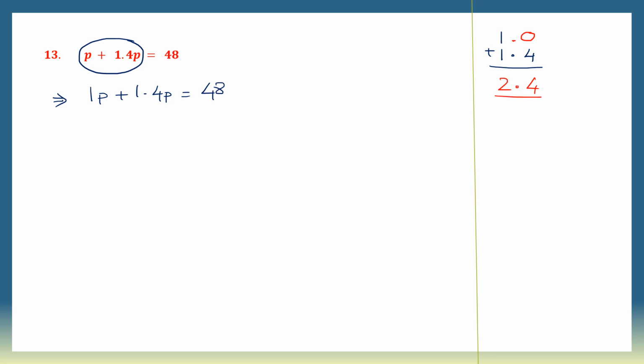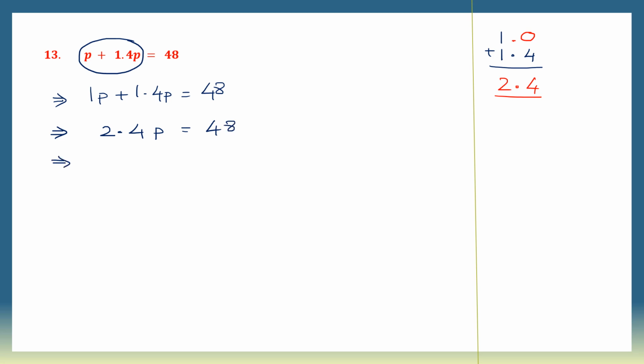Question 13. Again, let's work out what is given on the left hand side first. Okay, so here we have 1p plus 1.4p. This is equal to 48. So let's add 1 plus 1.4. To make them like decimals, whenever you do addition and subtraction, we just have to put a point and add the 0. 0 plus 4 is 4, and then I put the point, this 2.4. So here we have 2.4p is equal to 48.